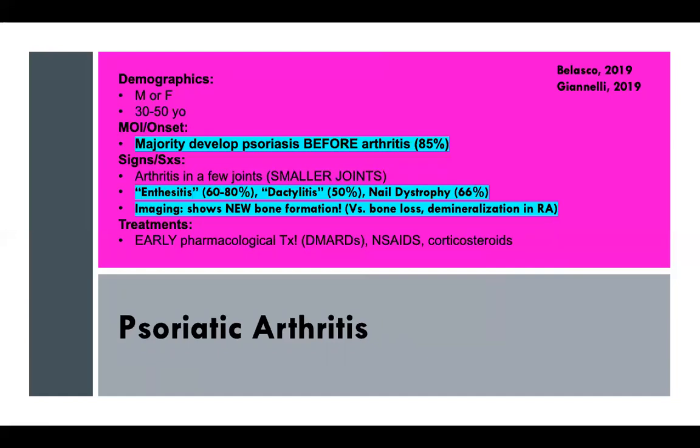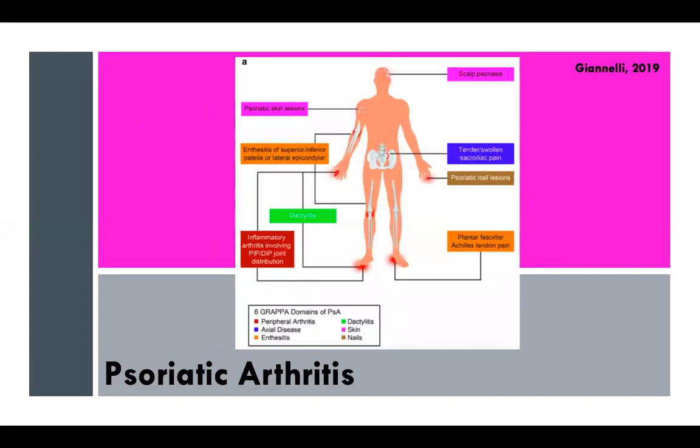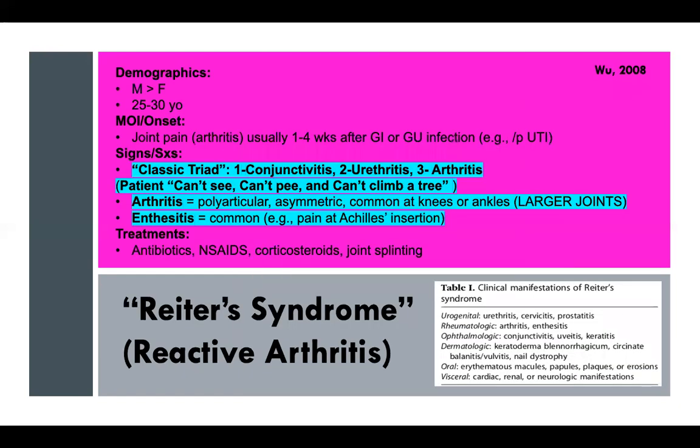specific type of arthritis, imaging will show new bone formation, so a buildup of bone, versus in rheumatoid arthritis, that's characterized by bone loss or demineralization. In psoriatic arthritis, there is this increase in bone, buildup in bone. Again, this is a pictorial representation of some of the signs and symptoms that you may expect within this presentation.